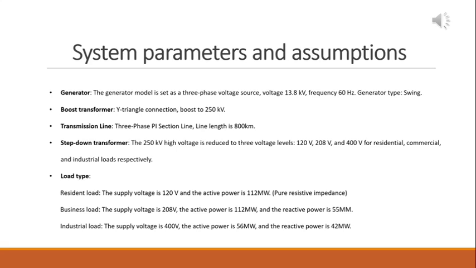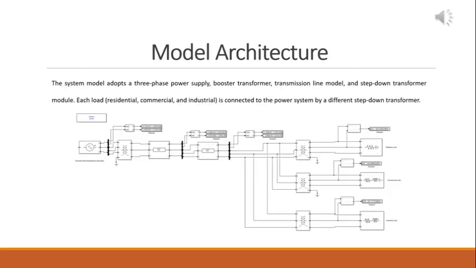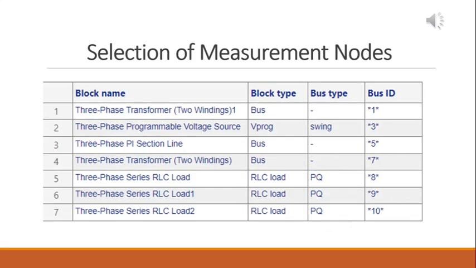In the following, it shows the general module architecture. The system model adopts a three-phase power supply, boost transformer, transmission line model, and step-down transformer model. And each load is connected to the power system by different step-down transformers. The detailed picture is shown on the slide. And the picture below shows the detailed bus information about the power system that I've mentioned above.